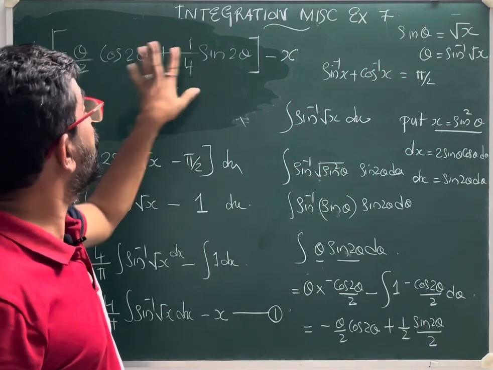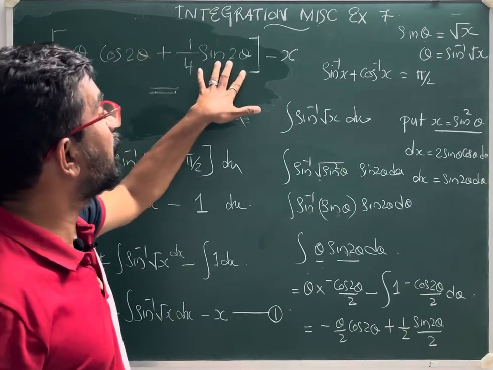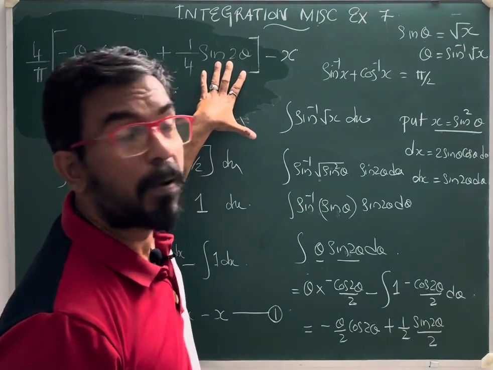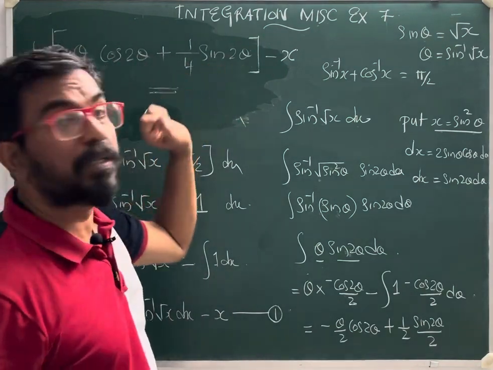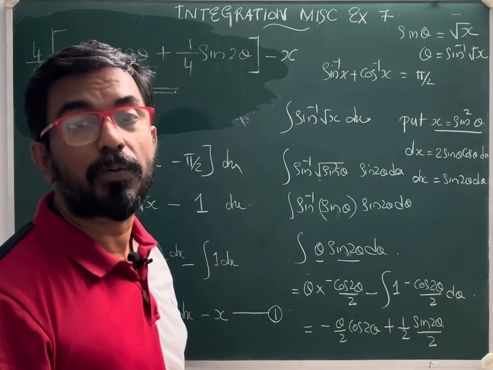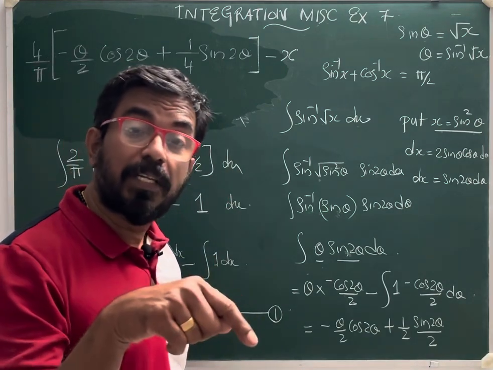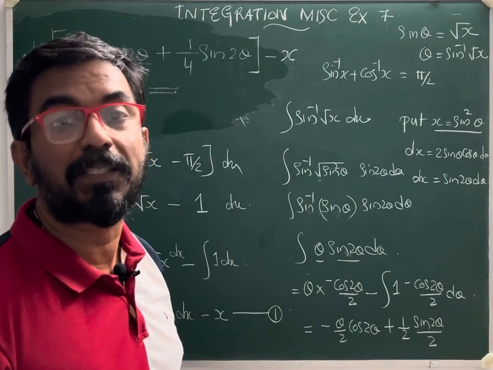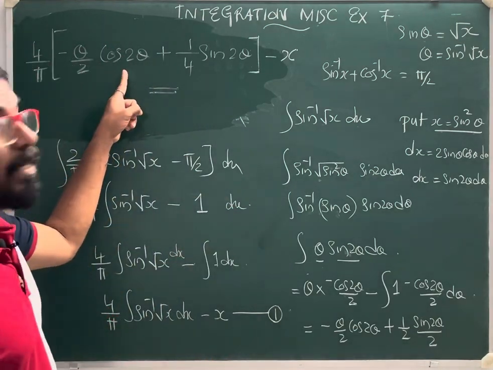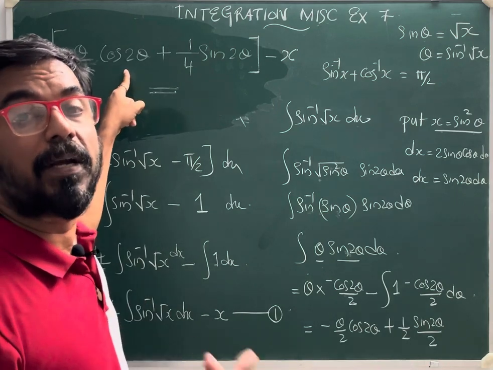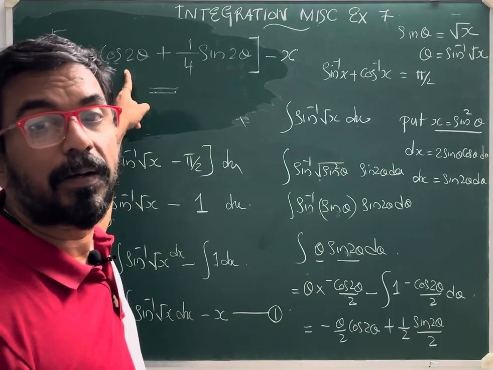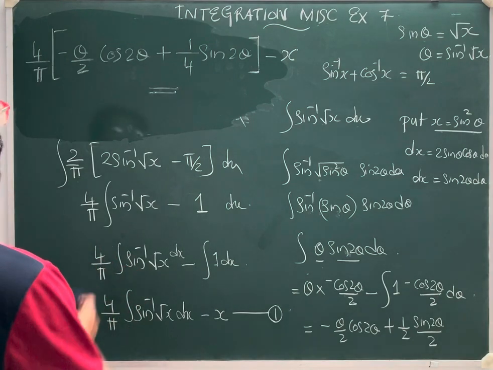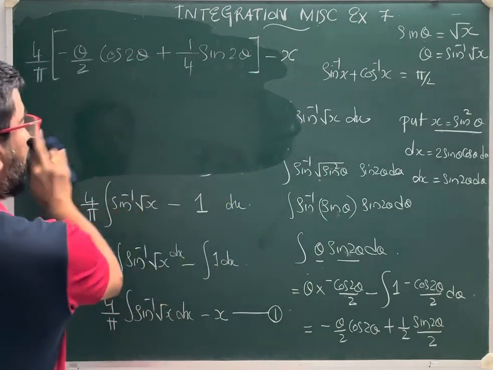So I am going to change this cos 2θ and sin 2θ into sin θ by using the formulas. Sin 2θ can be written as 2 sin θ cos θ. Then that cos θ can be written, using the 10th standard formula, as √(1 − sin²θ). This cos 2θ can be written as 1 − 2 sin²θ. So look at that trigonometric variation.